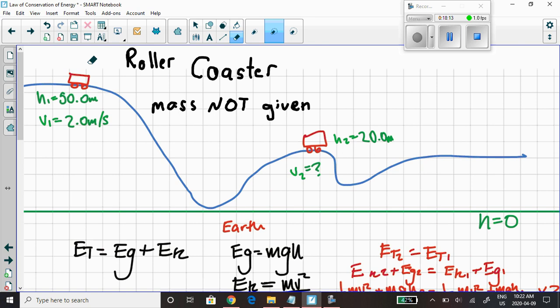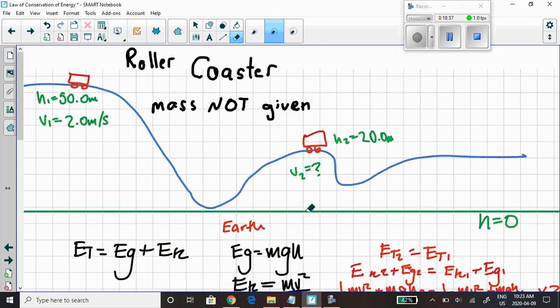And we're going to call this situation 1. So that's height 1, speed 1. And it goes through the path here, zoom, zoom, zoom, gets up to here. And when it's at this spot right here, it has a new height. This is position number 2. So we're going to call this height 2. When it's right here, it's at a height of 20 meters.